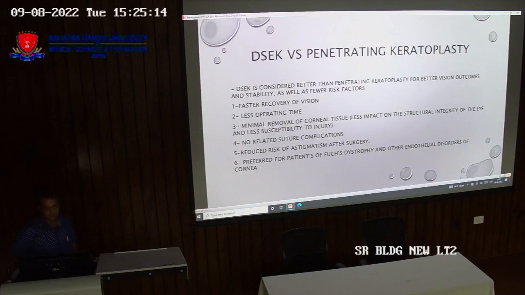DSEK versus penetrating keratoplasty differences are: DSEK is considered better than penetrating keratoplasty for better visual outcome and stability as well as fewer risk factors, faster recovery of vision, less operating time, minimal removal of corneal tissue, no suture related complications, reduced risk of astigmatism after surgery, and preferred for patients with fixed endothelial dystrophy or other endothelial disorders.